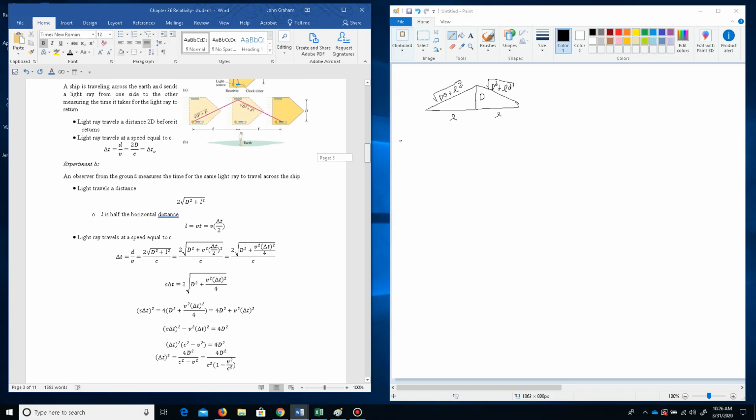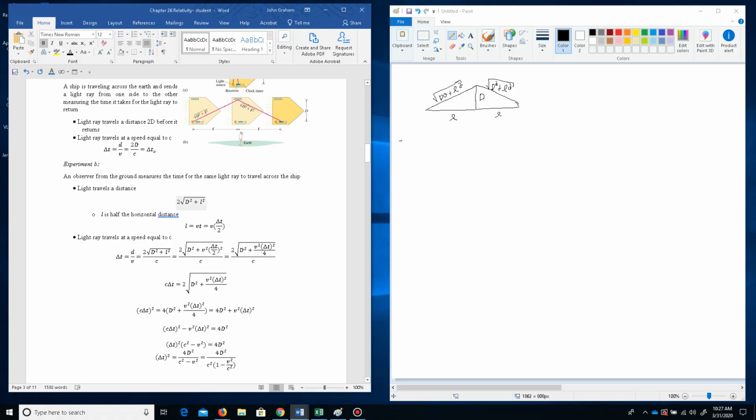Actually, you know what? I'm going to see if I can get the picture in. Okay. So now in experiment B, the observer on the ground is measuring the time for the same light ray to travel across the ship. So he's seeing this again. And so here, he sees the light travel a distance 2 times this length. We know this is the length of this hypotenuse here. But he sees it do the hypotenuse going up and the hypotenuse going down. So it's 2 times this.